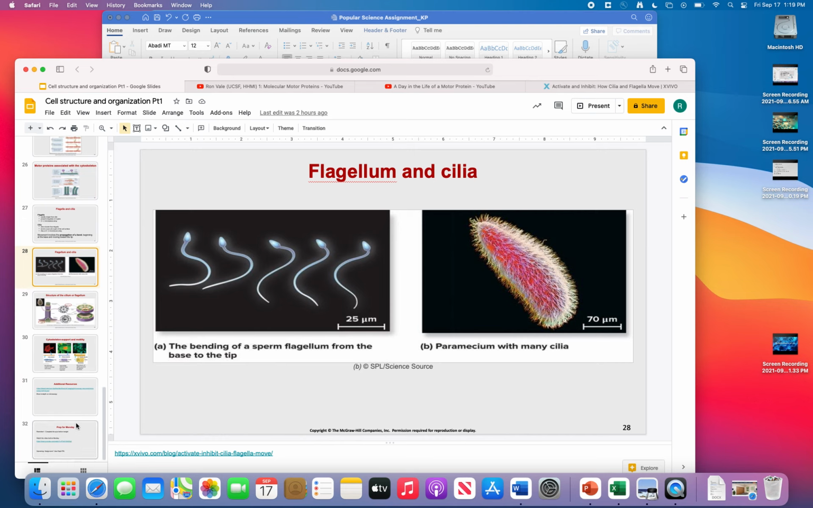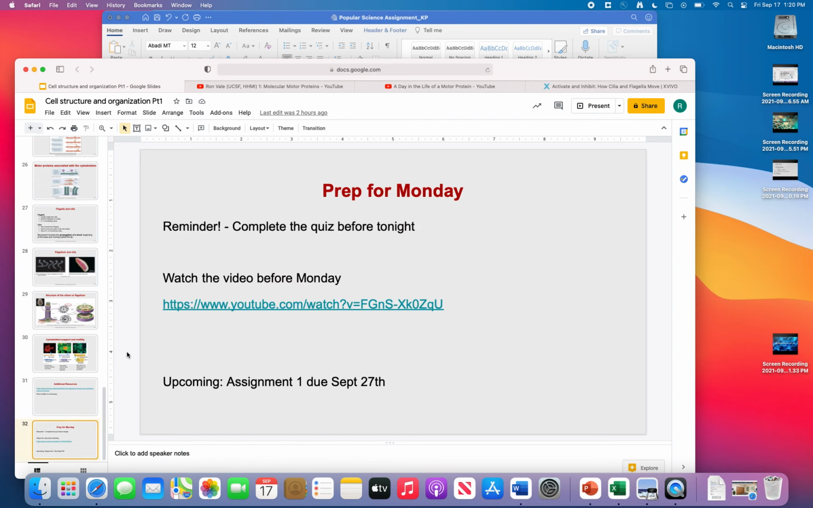When we come back next week, I only have a couple slides left and another cute little video to help demonstrate this exact movement of a bend, because it can be a little harder to wrap your head around. But there is some prep for Monday.